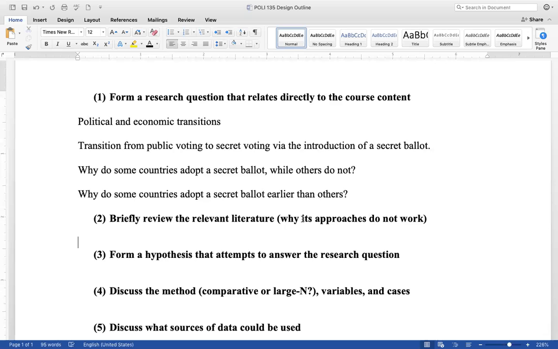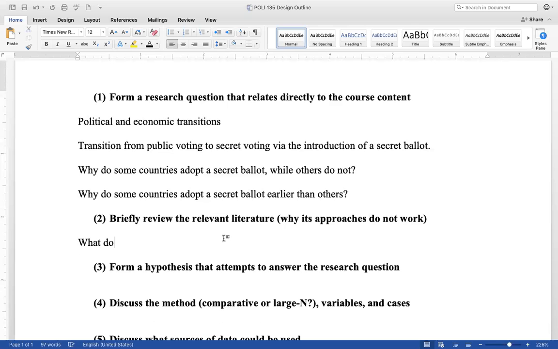And this is what other scholars have said in response to your question. So other scholars have asked the same question, and they've put forward explanations that try to shed light on that question as well. And so what are some of those explanations? And really, most importantly, why is it that those existing explanations or approaches do not work? So what do the existing explanations take for granted?